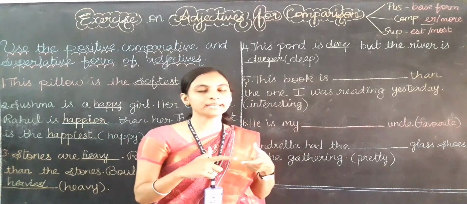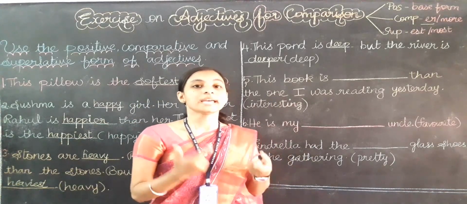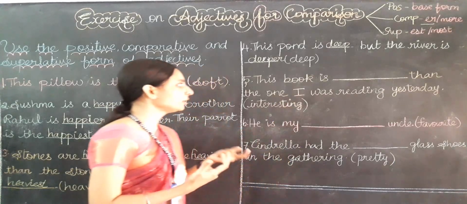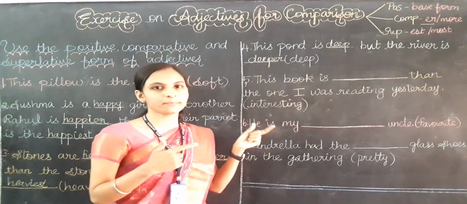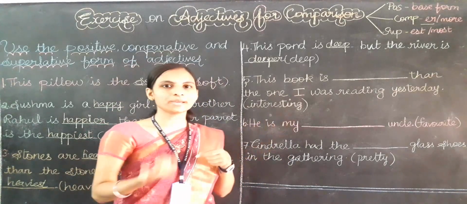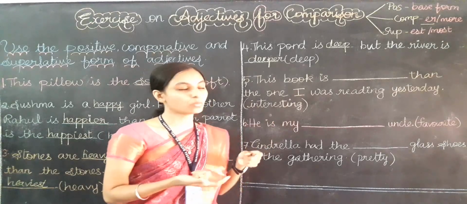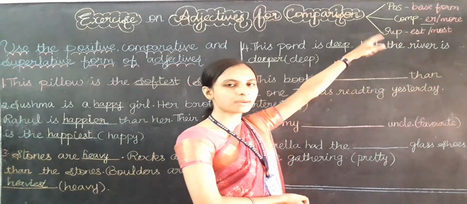So when we are comparing things with an adjective, which kind of form do we need to use? Yes, comparative form only, comparative degree only. And before that we need to find out whether the adjective is a small word or a bigger word. Here, interesting is a big word only. Am I right? So when we are comparing things, we use the comparative form.